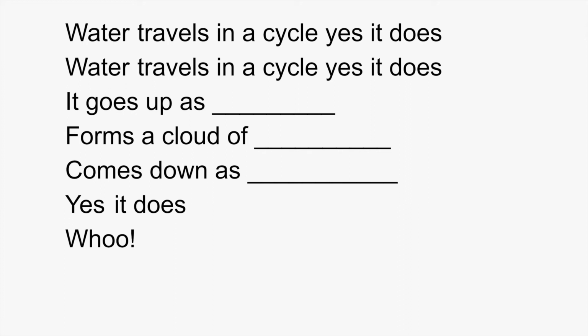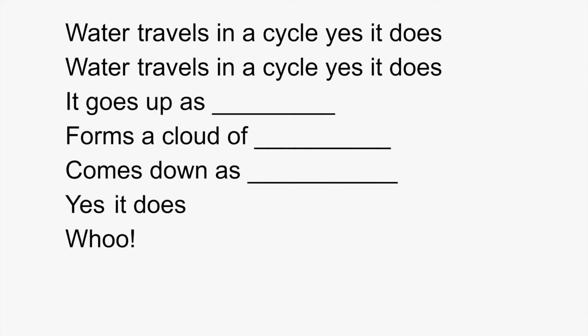Water travels in a cycle, yes it does. Water travels in a cycle, yes it does. It goes up as... What do you think fits there? Evaporation forms a cloud of... That's right, condensation comes down as... You got it, precipitation, yes it does. Woo!